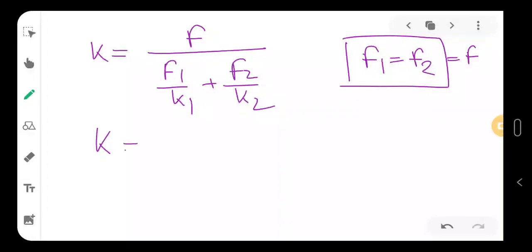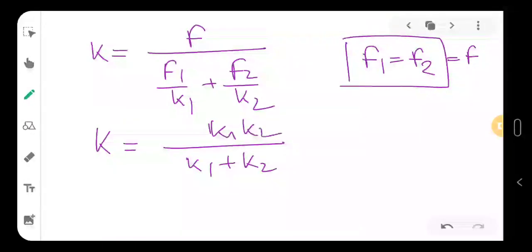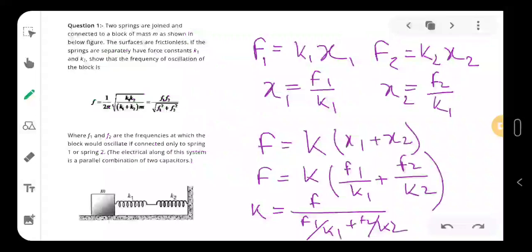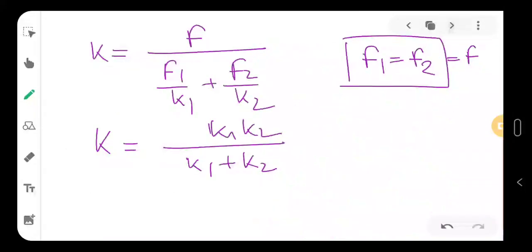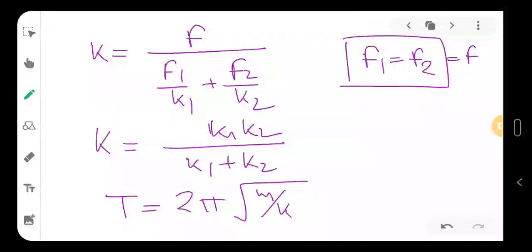So I can write here F is equal to F. From this I can write this is equal to 1 by, so this whole thing will cancel out. So I can write K1 plus K2, and here I can write K1 K2. Now I know that the time period T is equal to 2 pi root over, for a spring mechanism, M by K, right? So instead of this K I can write K1 K2 by K1 plus K2, right?